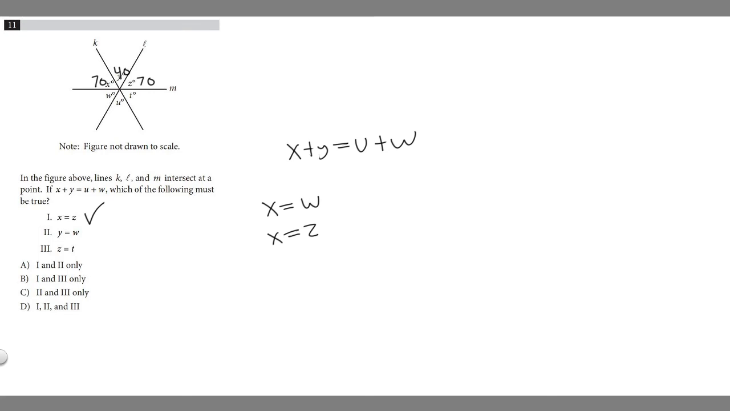And so if x is 70, w is going to be 70. So we're asking, does y equal w? Well, y in this case is 40, and w is 70. So does 70 equal 40? No, it doesn't. So for 2, we found an exception, so it can't work. So 2 isn't going to make sense. We know that 2 doesn't make sense, but let's look at the last one.